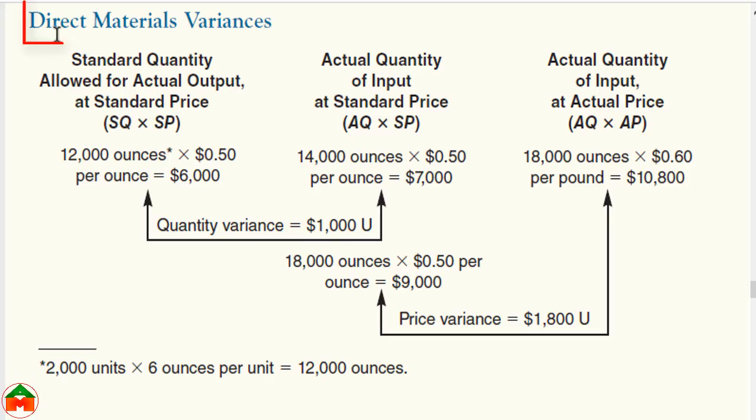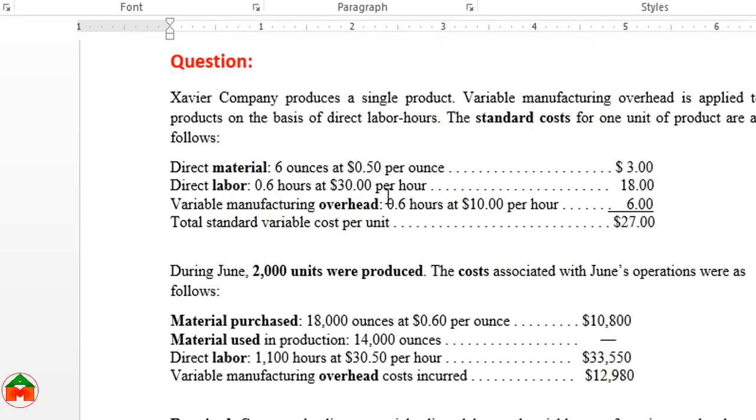Here we can see the direct material variances. The formula is standard quantity multiplied by standard price, actual quantity multiplied by standard price, actual quantity multiplied by actual price. So from the question we will get the standard quantity. One important thing to mention is that the amounts given are for the standard cost for 1 unit.